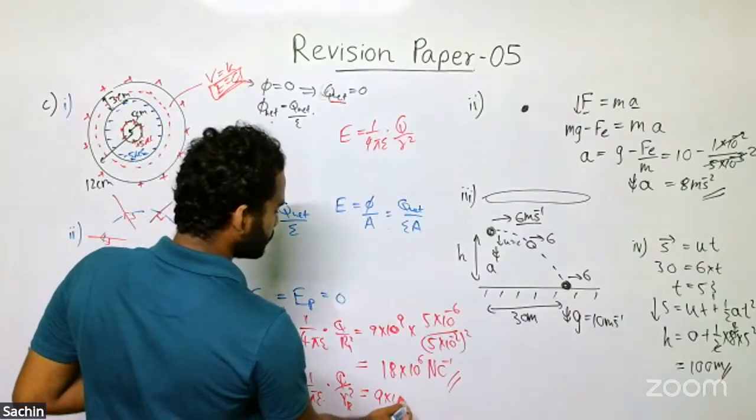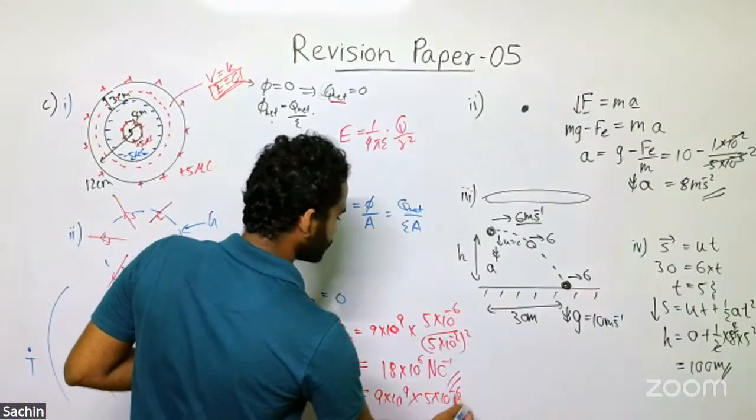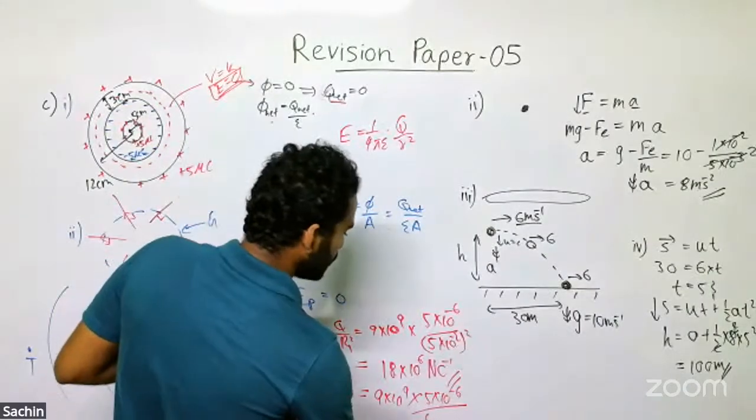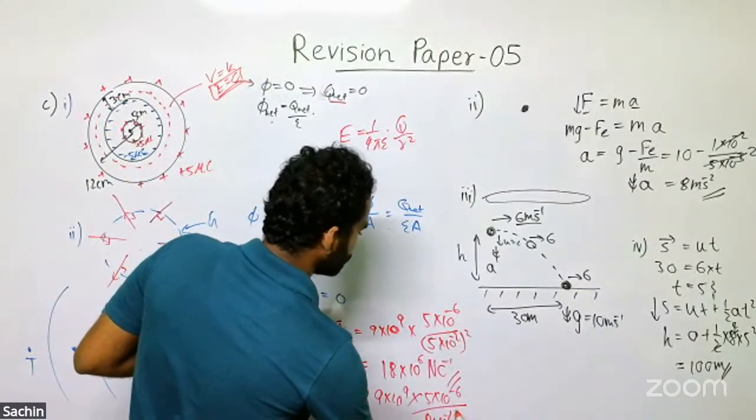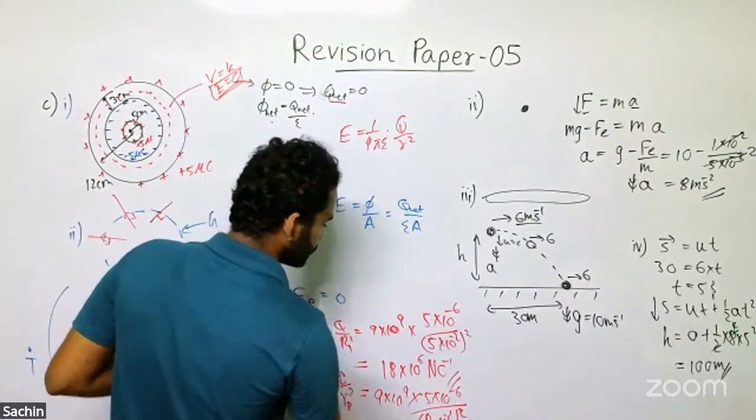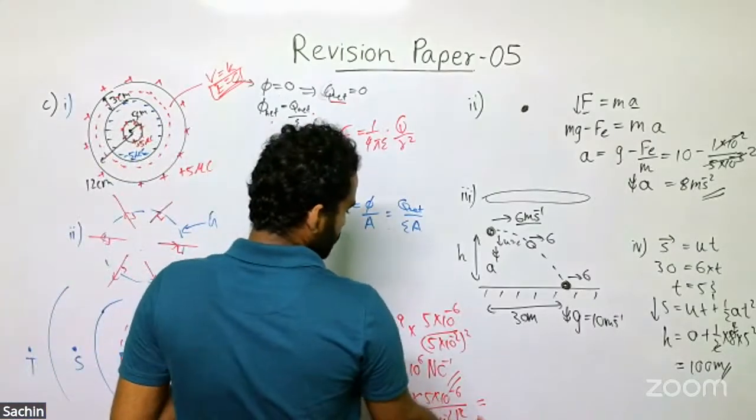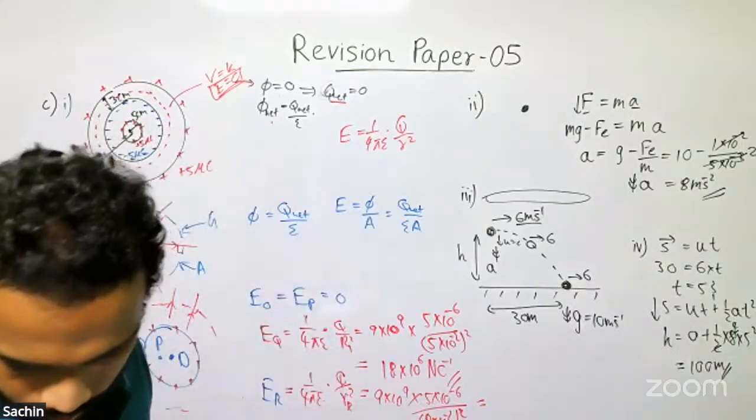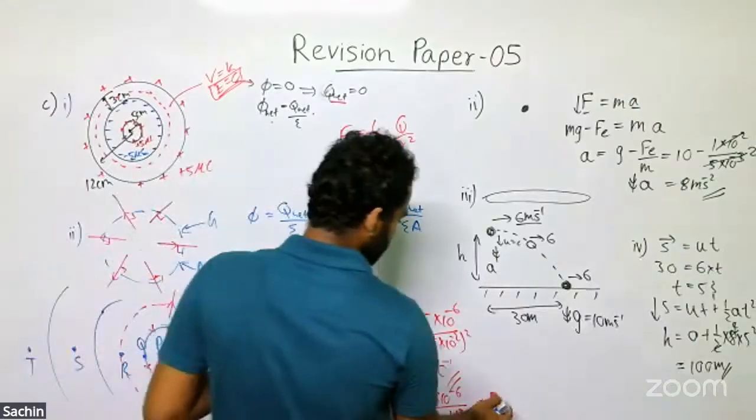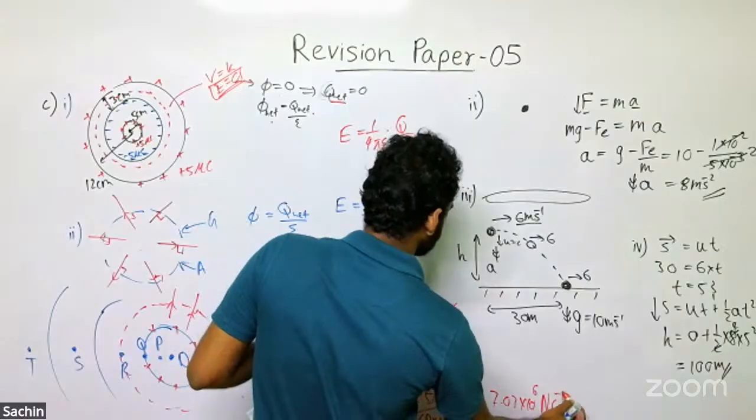So 9 to the power 9. The charge included is 5 to the power minus 6 divided by, what is your OR? OR is 8 into 10 to the power minus 2, squared. When you do this, again you will obtain some value. If you solve this, it should be something like 7.03 into 10 to the power 6 Newton per coulomb.